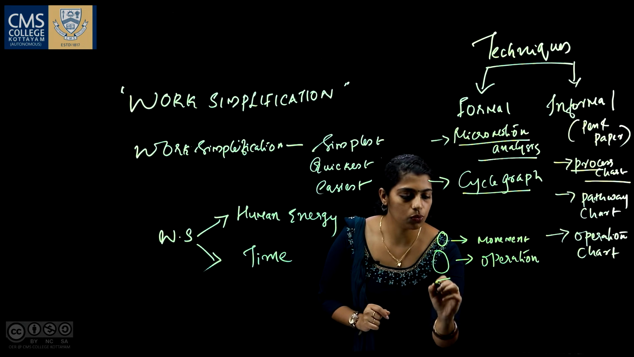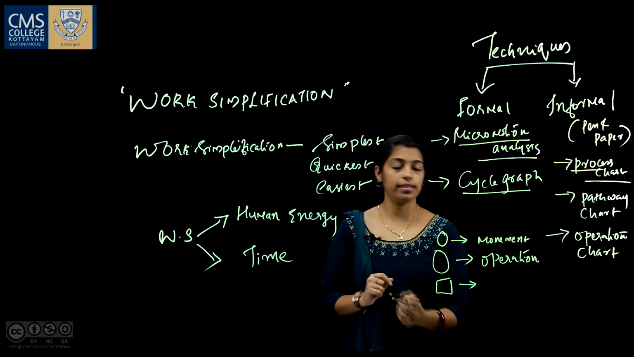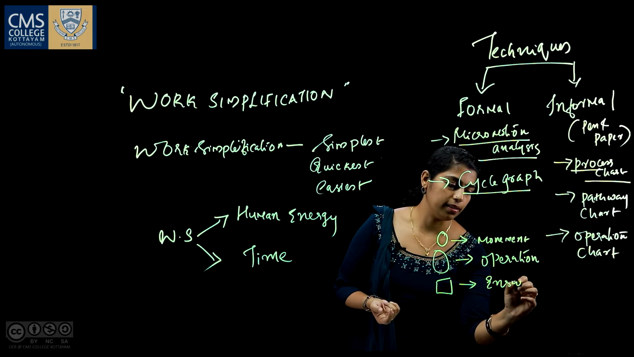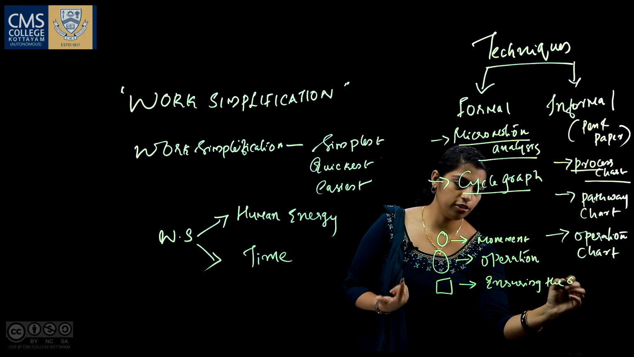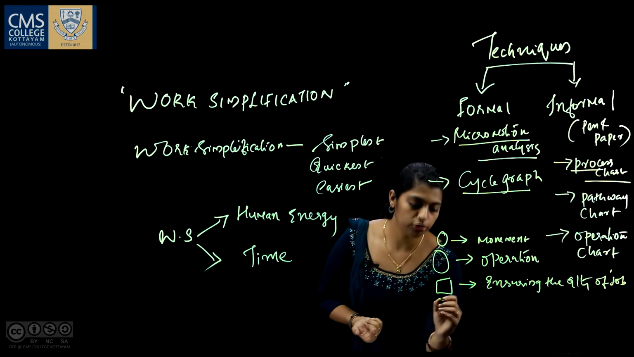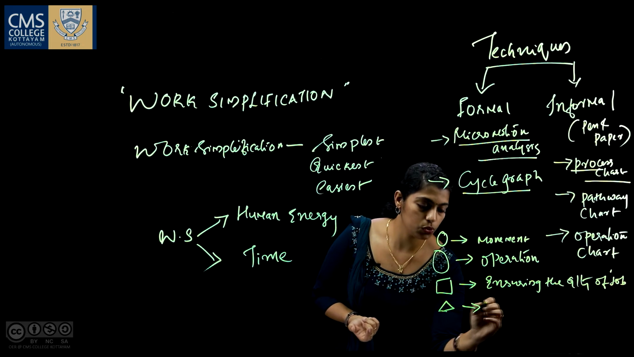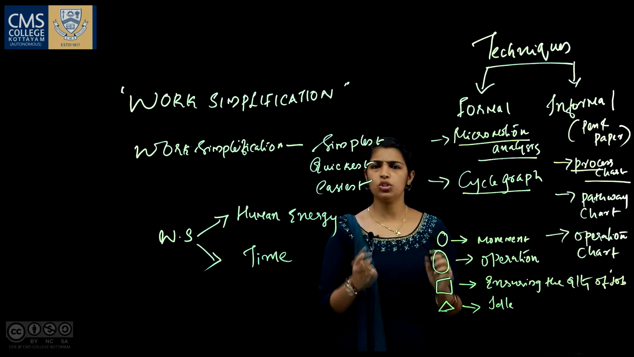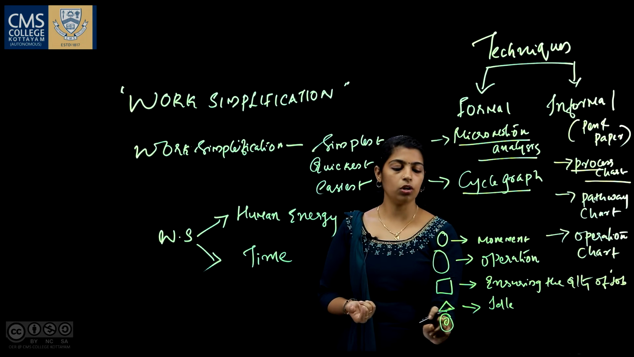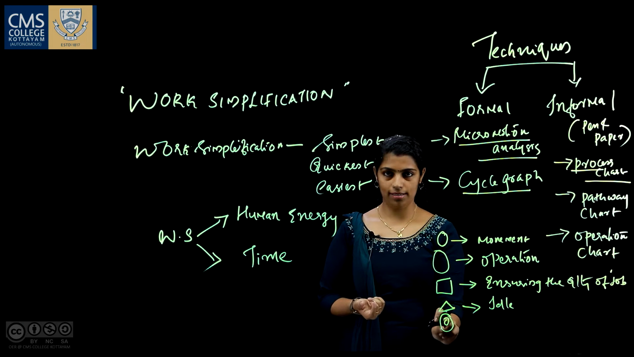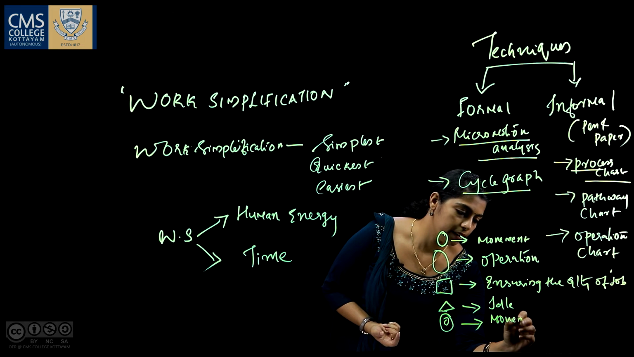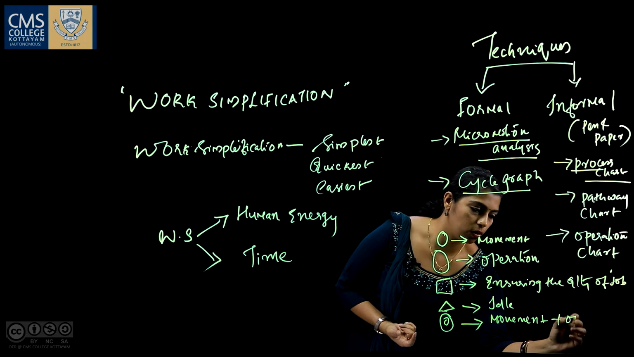Then the other symbol used is a square which shows that the person is overlooking his job or ensuring the job is done. Ensuring the quality of job or whether it is done. And then the fourth one is a triangle which shows that the person is idle. That means no specific work is being done. And the last is a composite symbol which includes a small circle along with a large circle which shows that the person is in movement but at the same time carrying out a particular operation.